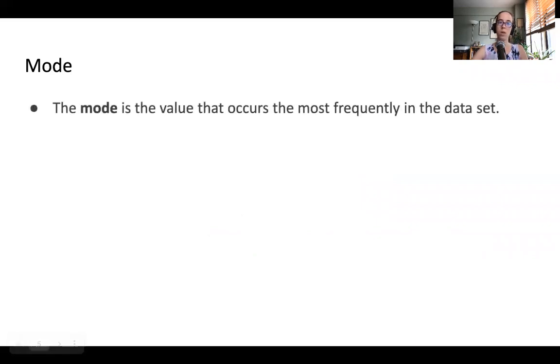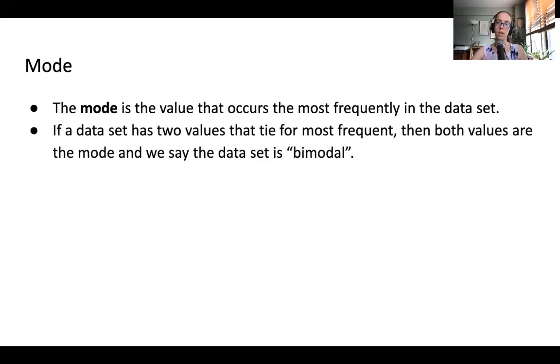The mode is the value which occurs most frequently in the data set. If the data set has 2 values that tie for the most frequent, then both values are the mode, and we say the data set is bimodal. You can also have a multimodal data set. That's when you have more than 2 modes, 3 or more modes. We're not going to worry about that so much, but you can have a data set with multiple modes.